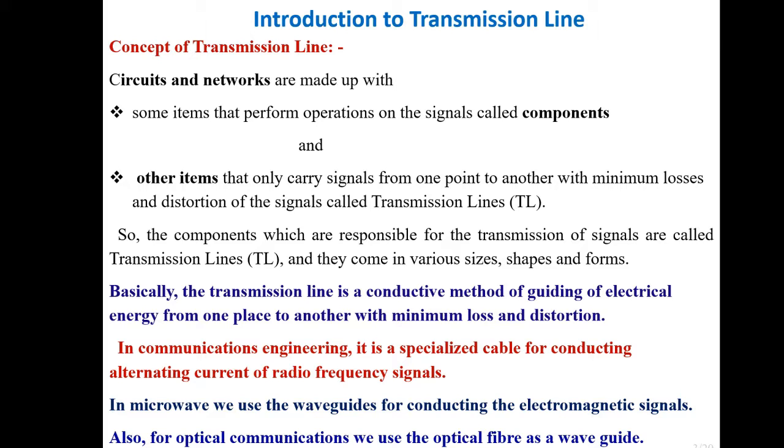Generally, circuits and networks are made up of two types of items. Some items perform operations on the signals, called components, and some other items only carry signals from one point to another with minimum losses or distortion of the signals, called transmission lines. So the components which are responsible for the transmission of signals are called transmission lines, and they come in various sizes, shapes and forms.